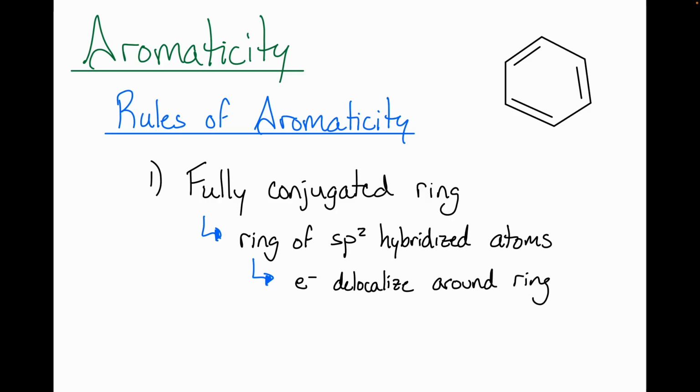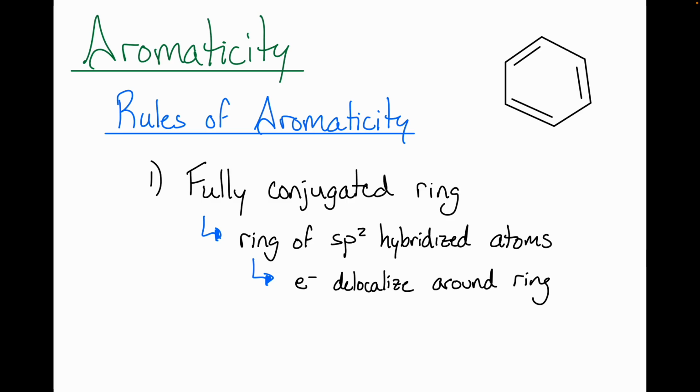Okay, so benzene, we just kind of want to convince ourselves, is a fully conjugated ring. It's a ring of sp2 hybridized carbons, which means that these electrons are allowed to delocalize around that ring. So what do we think? This aromaticity, these delocalized electrons, is that going to make this molecule more stable or less stable? More stable, right? Just like before.